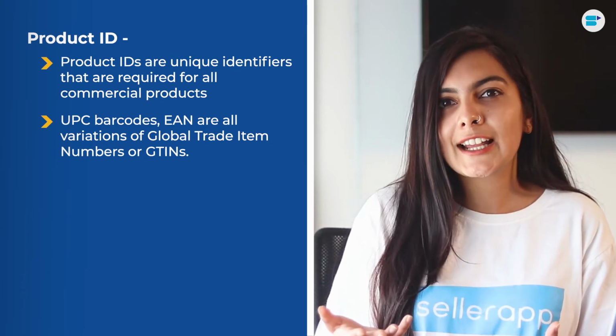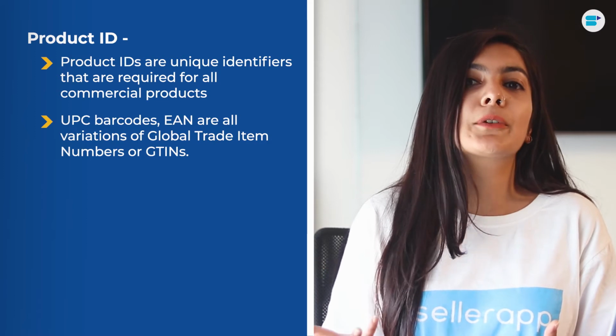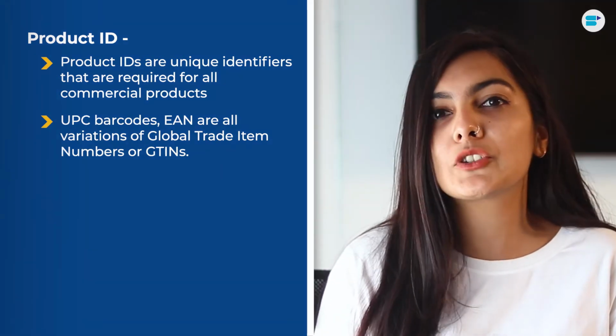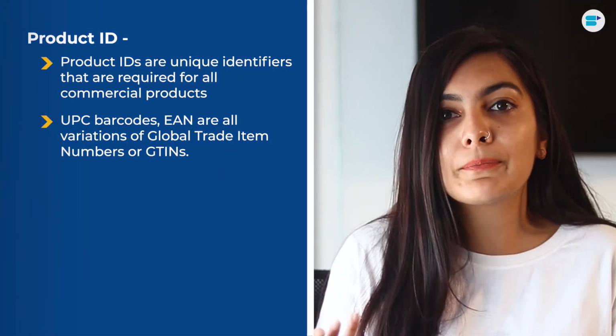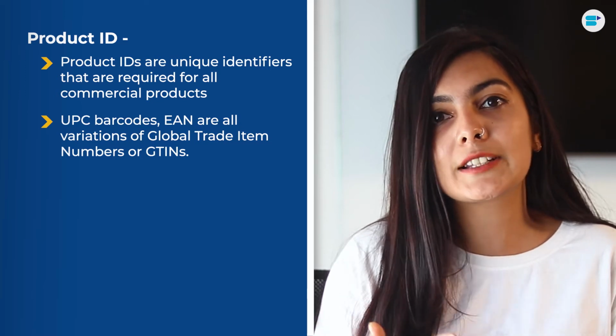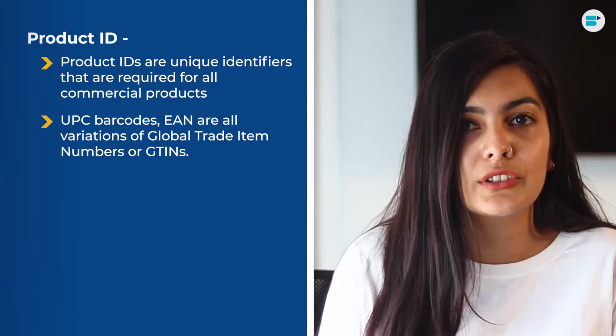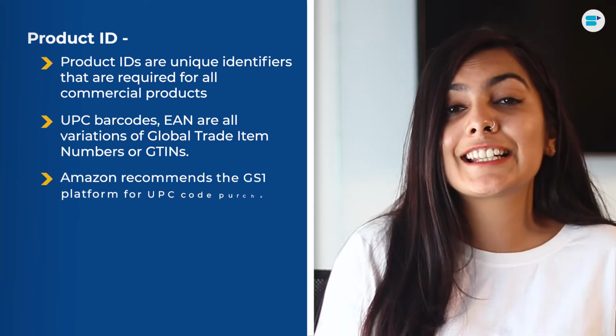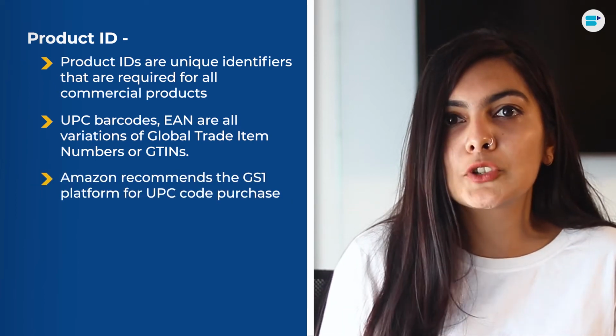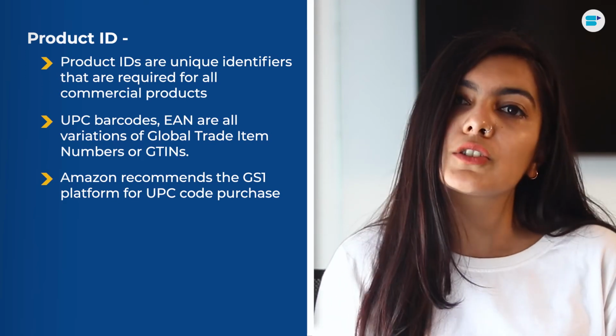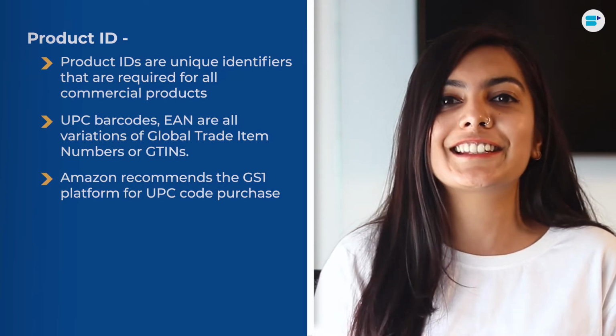There are many websites that sell GTINs for a cheap price, but these are not allowed by Amazon. If you do buy from them, there is a risk that your products might be suspended because Amazon might think your products are fraudulent. So Amazon suggests the GS1 platform to buy UPC codes from. You can also buy them from legitimate GS1 sellers.